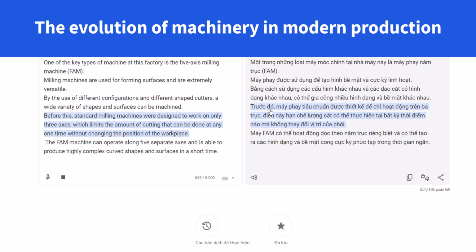Before this, standard milling machines were designed to work on only 3 axes, which limits the amount of cutting that can be done at any one time without changing the position of the workpiece. The FAM machine can operate along 5 separate axes and is able to produce highly complex curved shapes and surfaces in a short time.